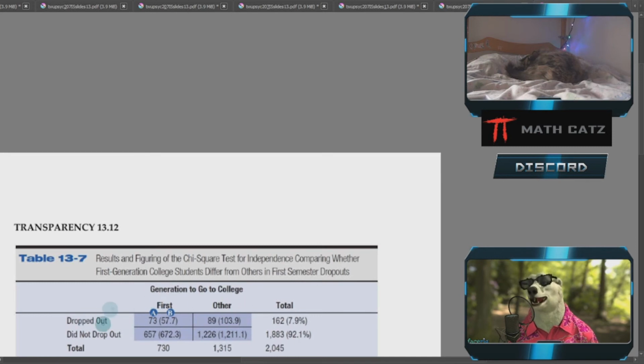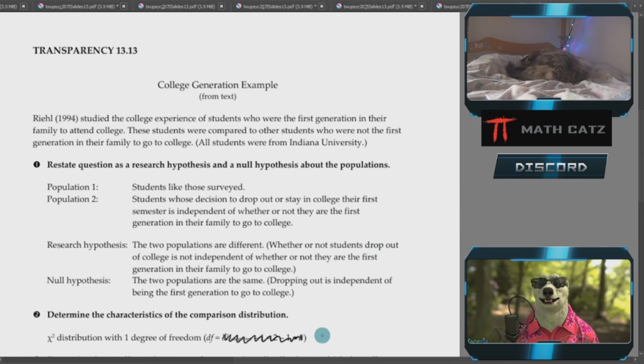We have two variables, two categories for one variable, two categories for the other variable. I'll write it over here. Degrees of freedom is therefore 2 minus 1 times 2 minus 1, which is 1. Okay, so this will be a 1, but for a different reason than what was written there.